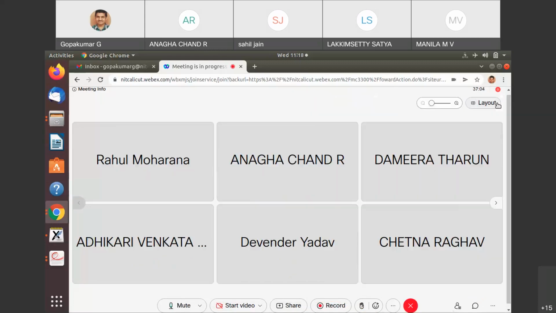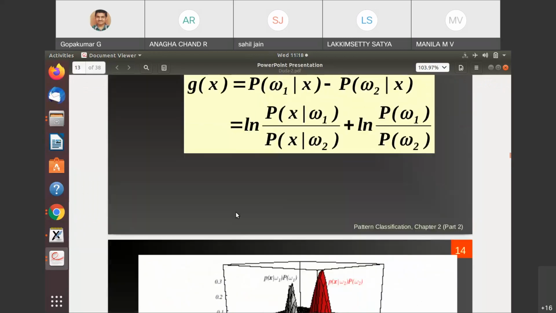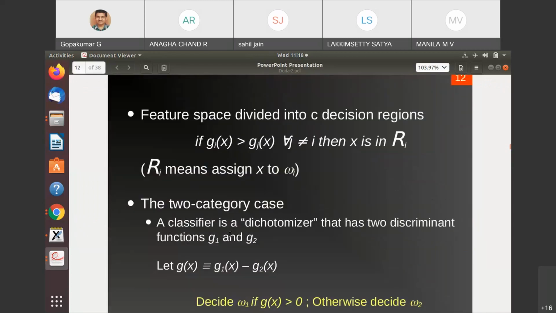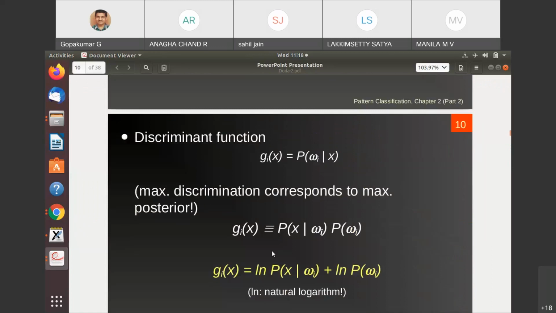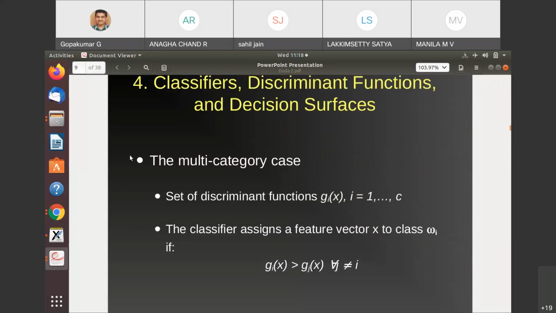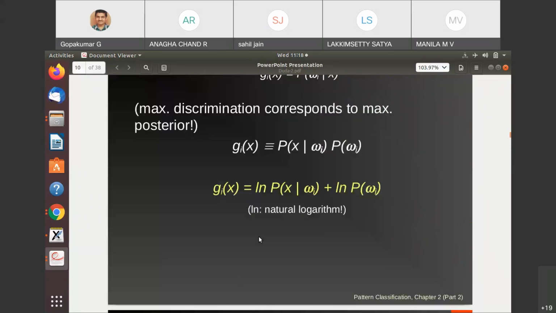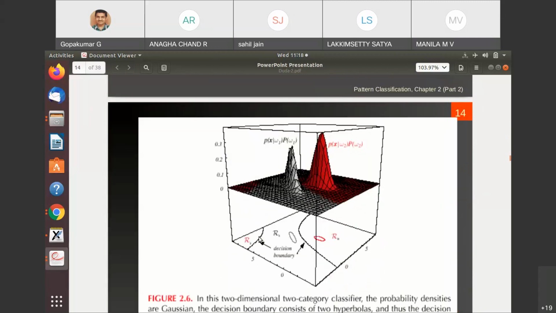Okay, so we will continue. Last class we were discussing how to define the discriminant function, the decision regions, the decision boundary, etc. And then we have seen how we can define the classifier for multi-category. So now what we will discuss is the probability density function.